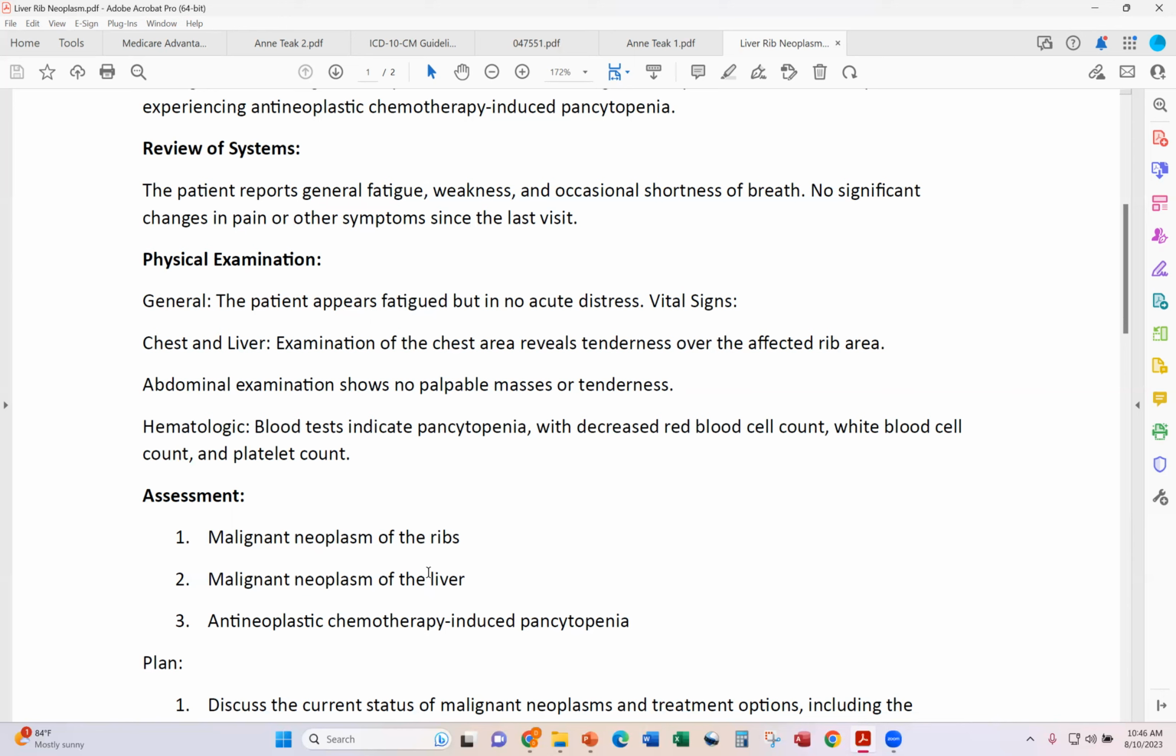What would your next step be? You're looking at this and saying, I don't have primary, secondary, or indication of metastasis. What would your next step be in your code assignment process? I would code the malignant neoplasm of the liver. Okay, so why would you do that?